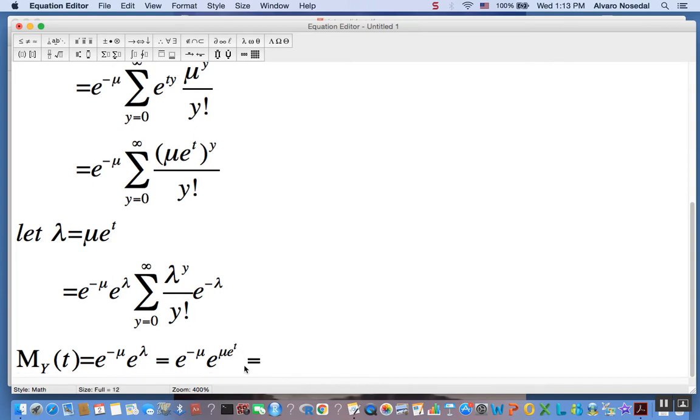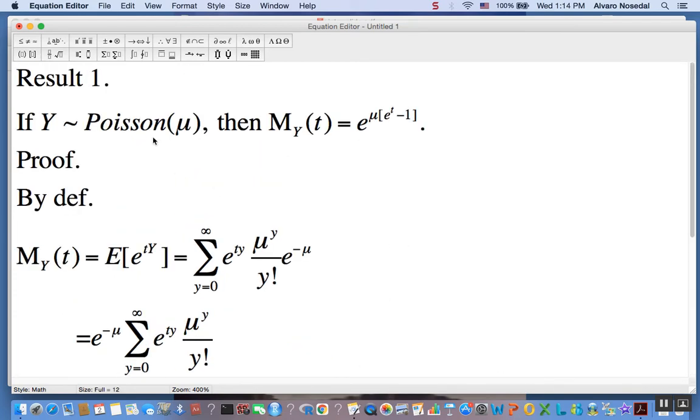We do a little bit of algebra. That's the same as e to the power, let's factor out that mu, right? So it would be the same as mu times e to the power t minus 1. And that's it. That's the MGF for a Poisson. Okay, so we're done with result 1.